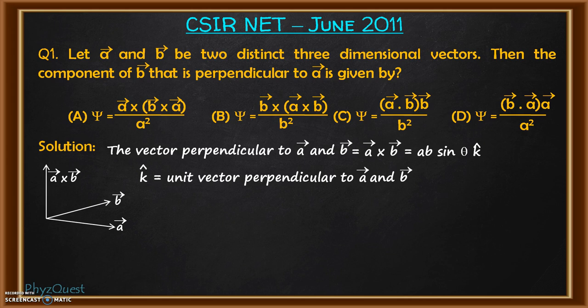Now here, if we take the cross product of vector A and vector A cross B, the resultant vector will be perpendicular to vector A, and our question is to find the component of B which is perpendicular to A. So if we take the cross product of vector A and vector A cross B, from the resultant vector we can calculate the component of vector B which is perpendicular to vector A.